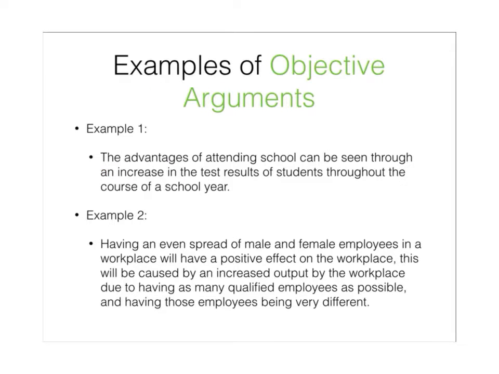Examples of objective arguments. Example 1. The advantages of attending school can be seen through an increase in the test results of students throughout the course of a school year. Example 2. Having an even spread of male and female employees in a workplace will have a positive effect on the workplace. This will be caused by an increased output by the workplace, due to having as many qualified employees as possible, and having those employees being very different.